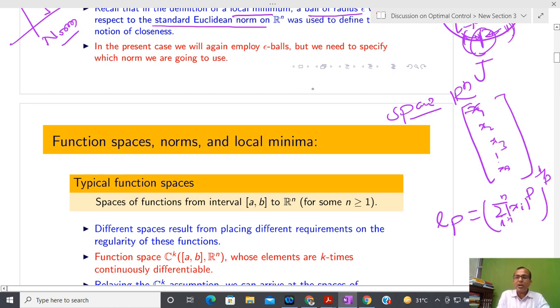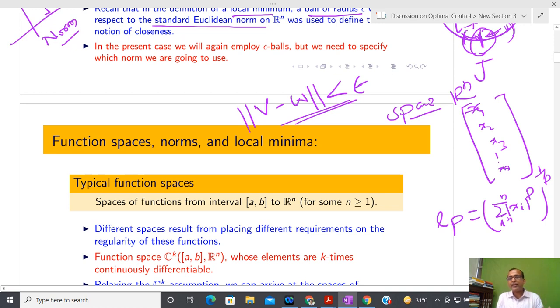Now suppose I have two vectors. If I take two vectors v and w from this space, then I can define the nearness between them through v minus w. If they lie in some epsilon ball, then we say that the norm of v minus w is less than or equal to epsilon. So we have a very standard way to define the norm, and with the help of that norm we are able to define the closeness.